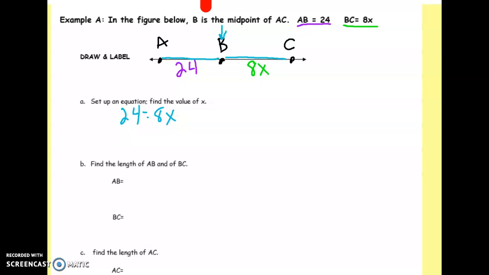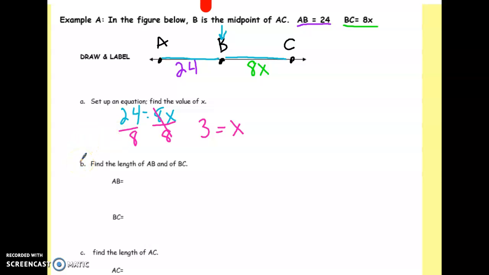Then using what we know about a one-step equation, you should notice 8 and x has the operation of multiplication. So to get rid of it, we would use the opposite and divide on both sides. And you should be able to see that x is going to be equal to 3. So we worked on this up to this point last week. So we're going to take it a step further this week.